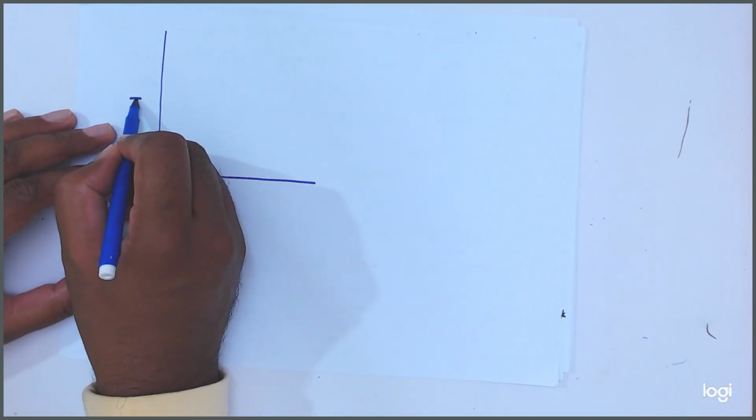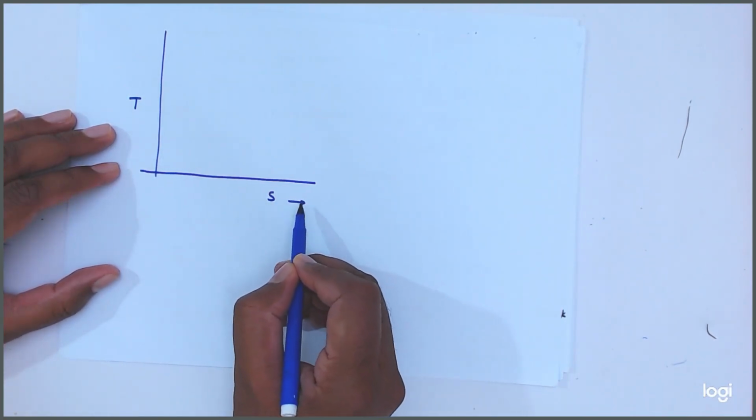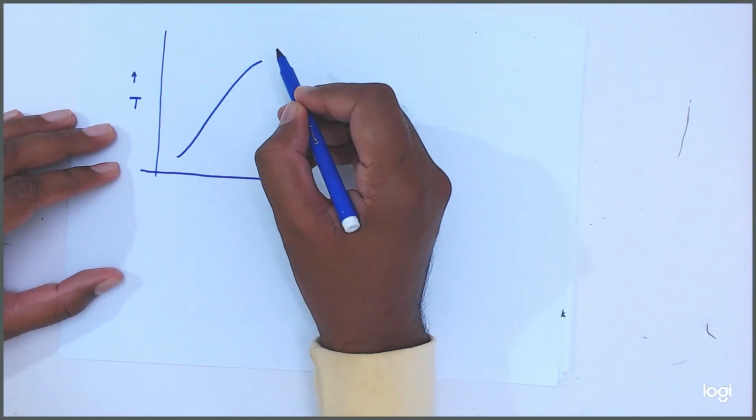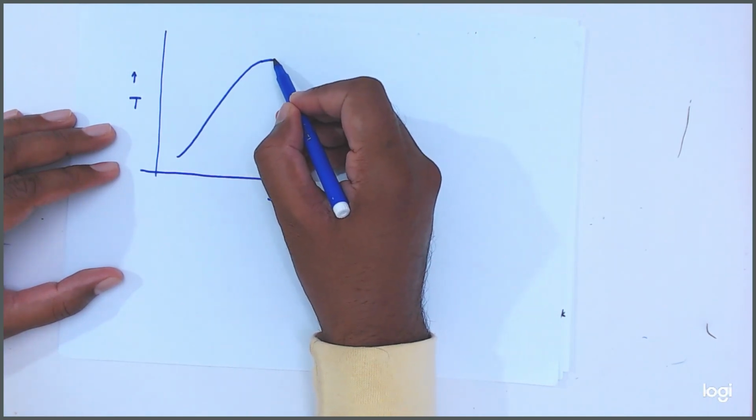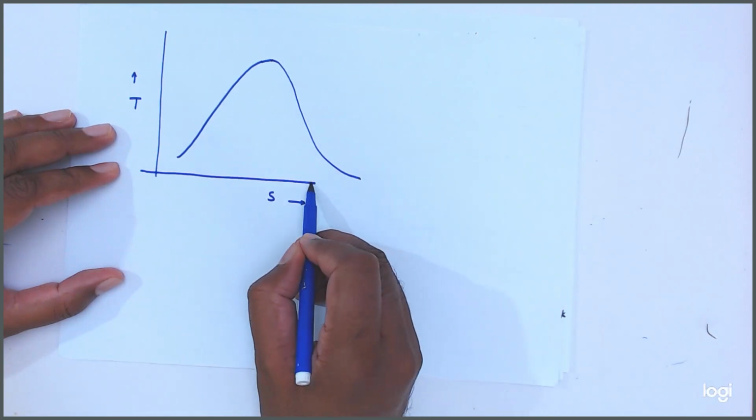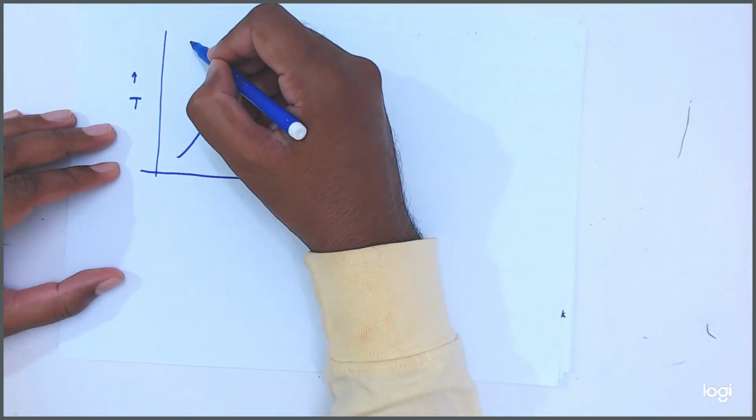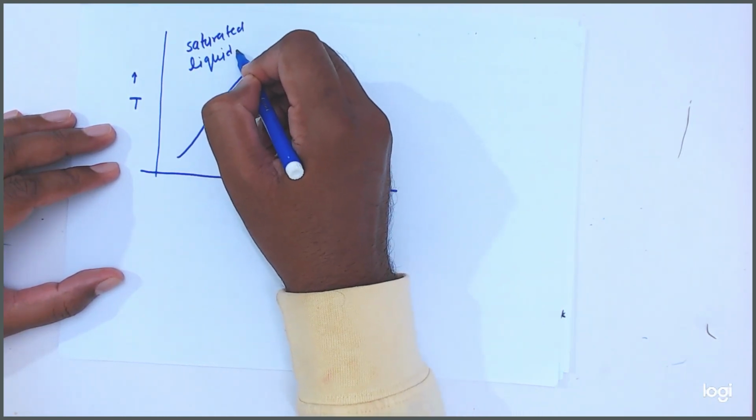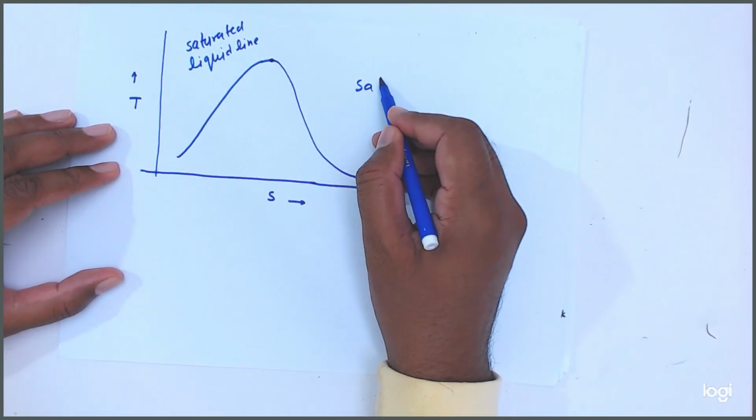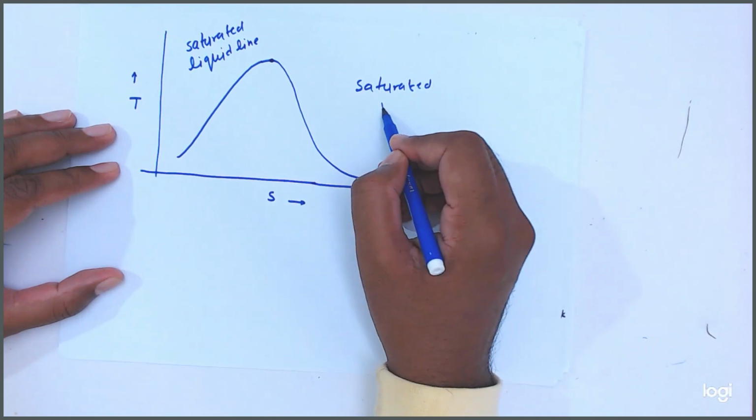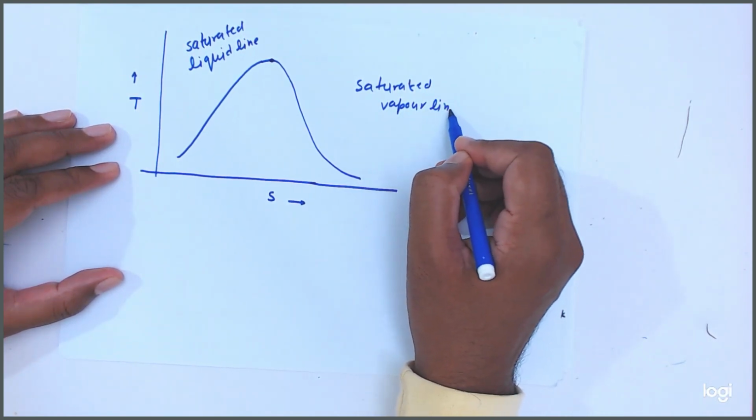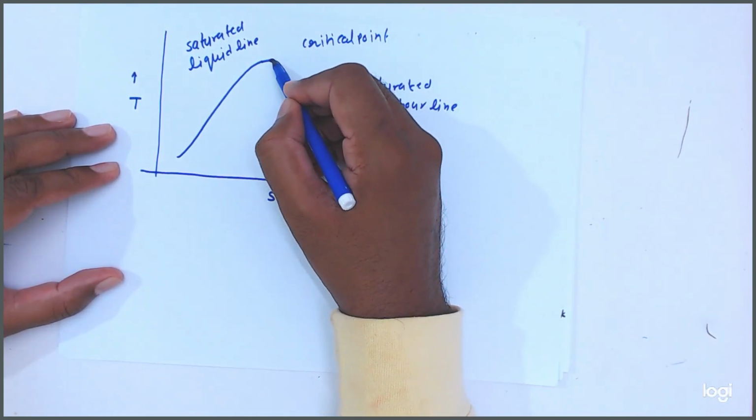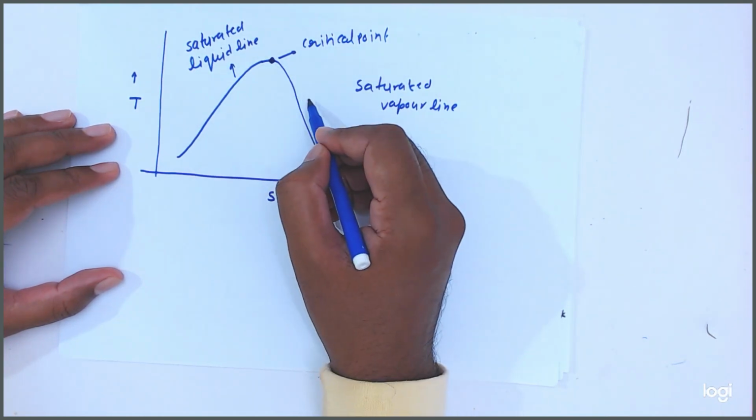This is the temperature, this is the entropy. Okay friends, now this is the saturated liquid line, then this is the critical point, then this is the saturated vapor line. This is the saturated liquid line, and this is the saturated vapor line. Getting friends? This point is the critical point, with this line and this line.